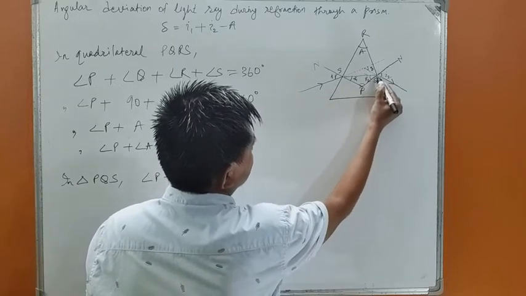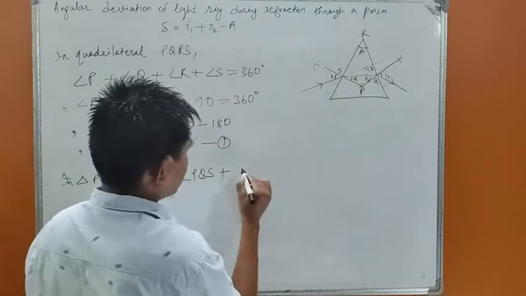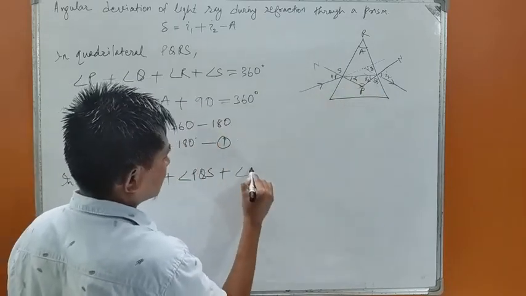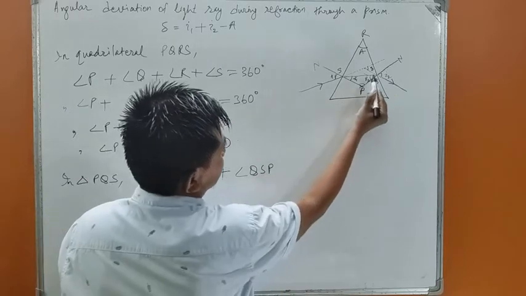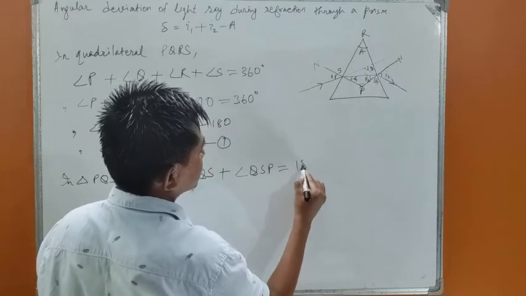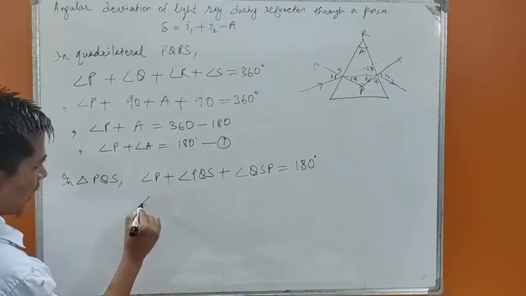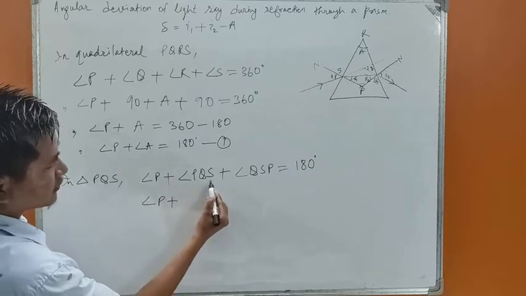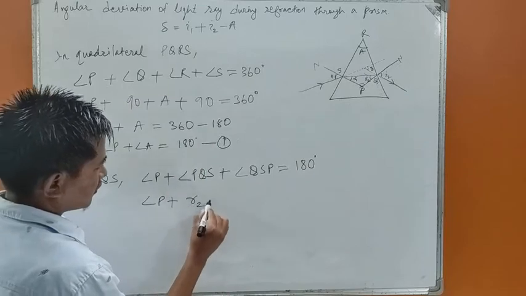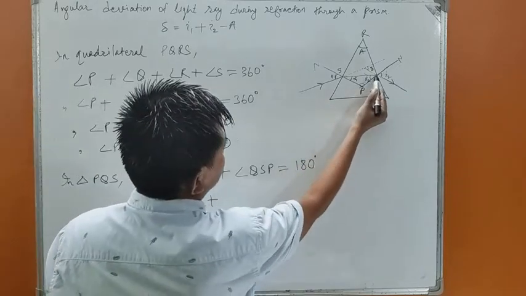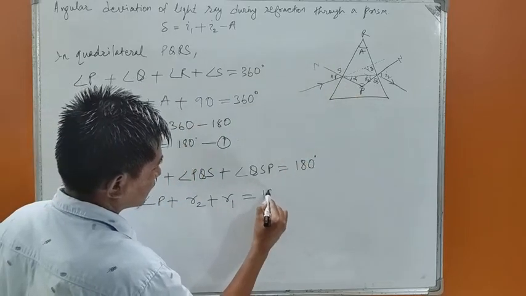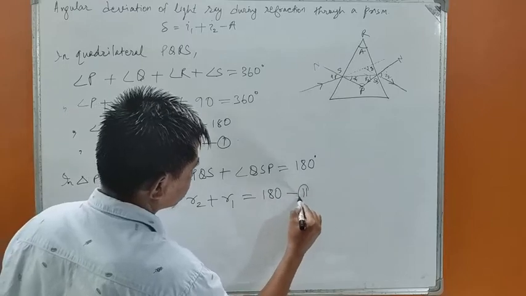QSP, angle QSP means this angle, isn't it? Equals 180 degrees. So angle P plus PQS, which is R2, plus angle QSP, which is R1, equals 180. So this is equation 2.